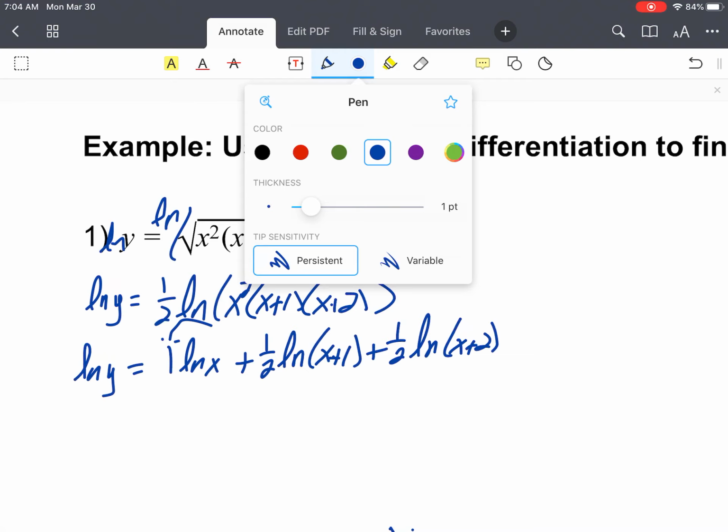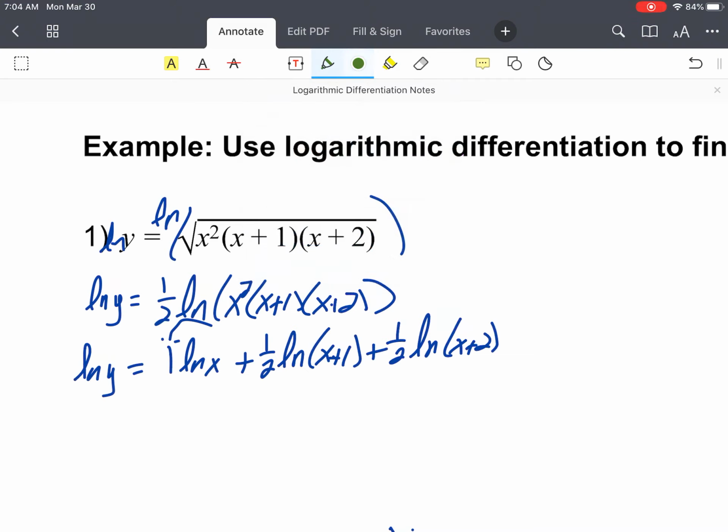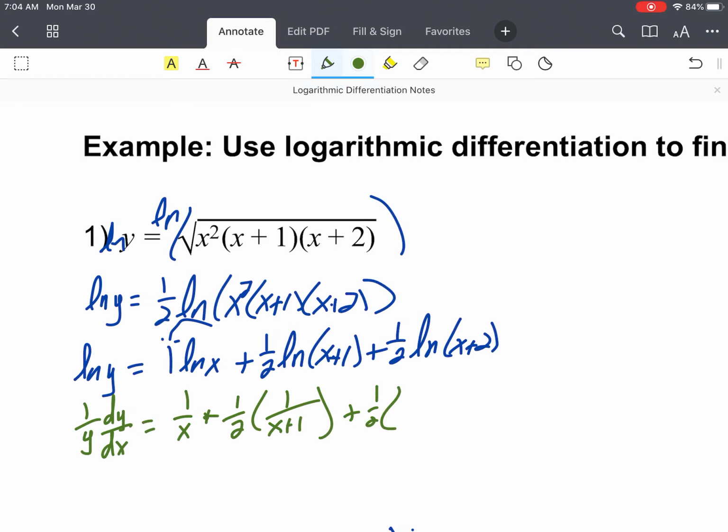So now I'm going to take the derivative of both sides. I'll use a different color to show that. So the derivative of ln y is 1 over y dy/dx. The derivative of ln x is 1 over x. This next derivative is 1/2 times 1 over x plus 1. And then 1/2 times 1 over x plus 2.